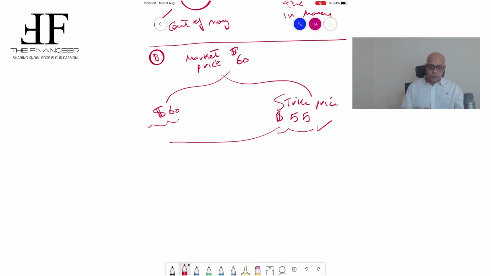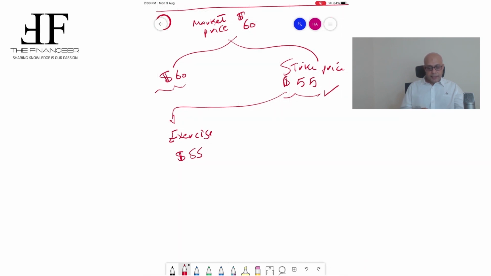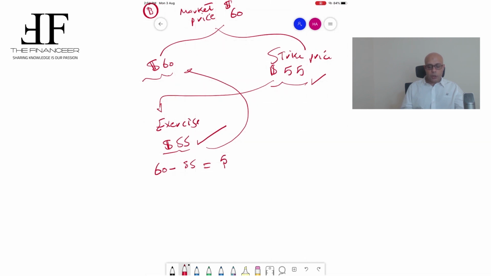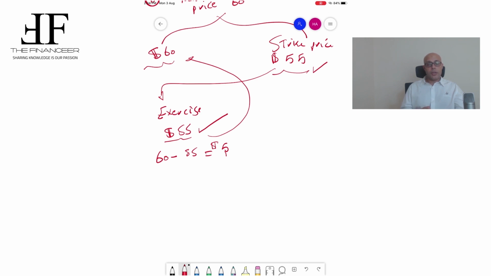So the buyer is going to take this decision. He is going to exercise the contract and pay $55 to acquire this stock. Then if he would like to sell in the market on the same day, he is going to sell at 60. So the buyer here will achieve gain equal to the difference between 60 and 55. So the gain here will be $5. This is the difference between the market price and the exercise price.